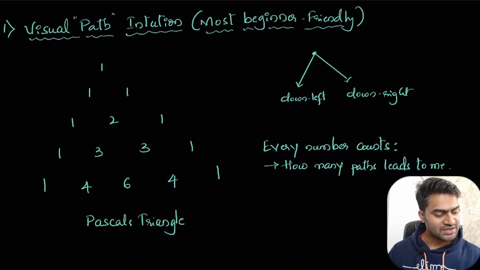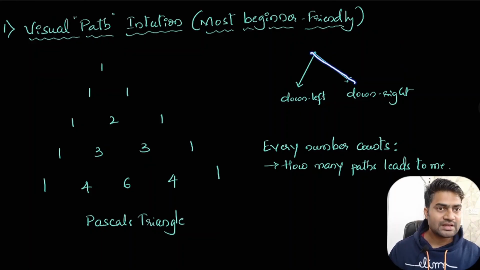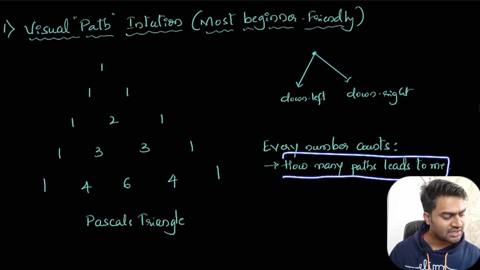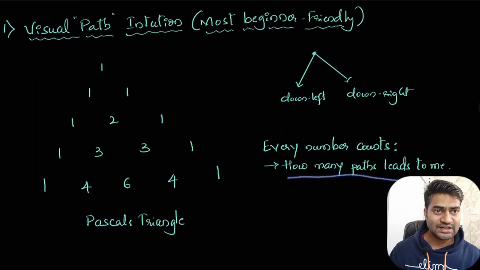Now assume you have this particular value. From here you can go towards left down or towards right down. This is how you can travel from any number to the numbers below. So how many paths lead to me? Every number will count how many paths lead to it.